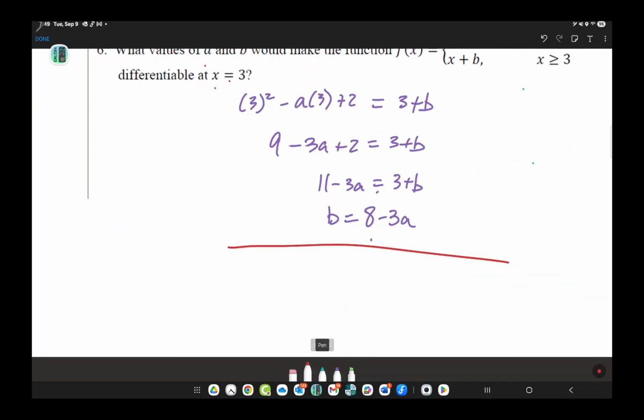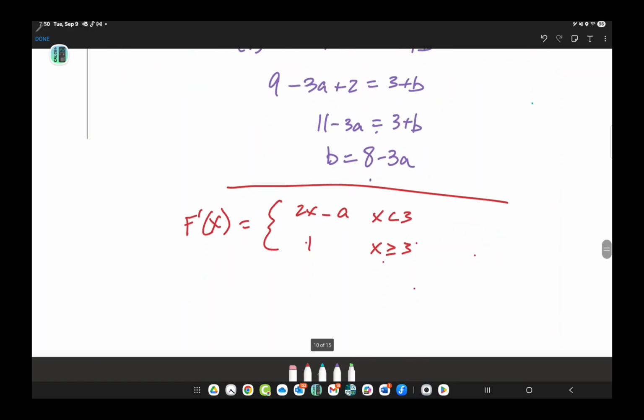All right, next we are going to take the derivative, so f prime of x. Now, b is a constant, so when we do the derivative of that second part, it's just going to be 1. So first we have 2x minus a when x is less than 3, or 1 when x is greater than or equal to 3. So these have to be equal. So 2 times 3 minus a has to equal 1. So 6 minus a equals 1, which means a is equal to 5.